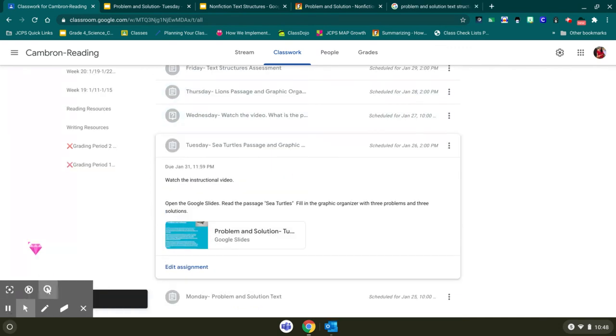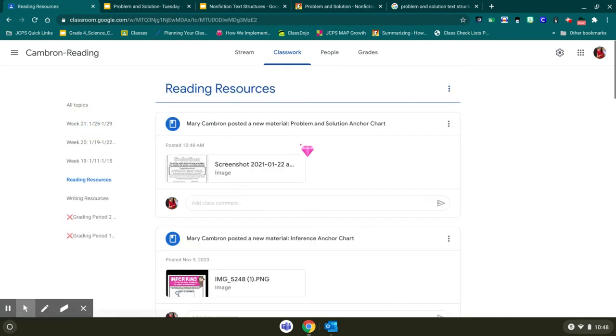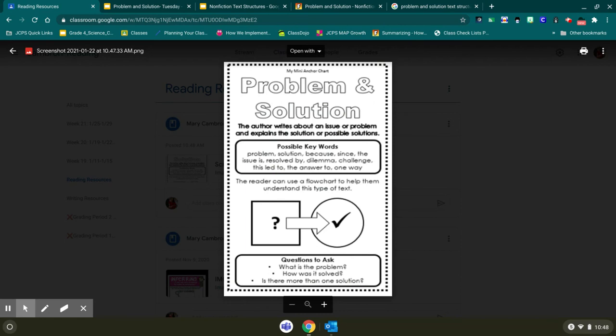In your Google Classroom as well, fourth graders, you do have a problem and solution anchor chart. So while you are working this week, if you are confused or have some questions, this can help you to answer those questions and be able to complete assignments.